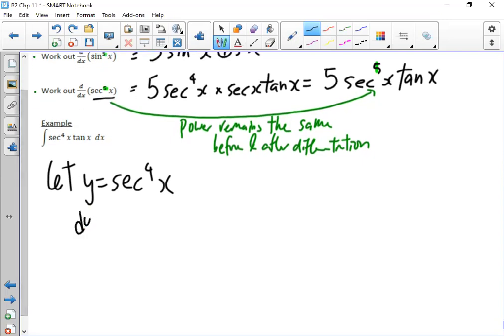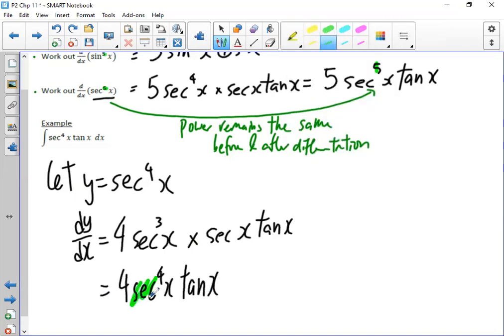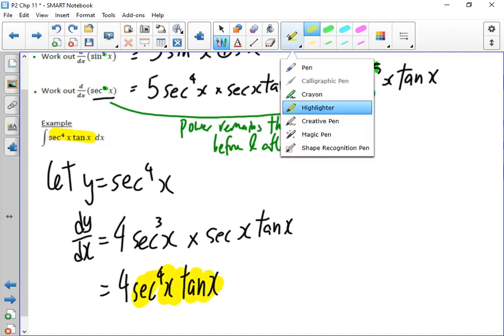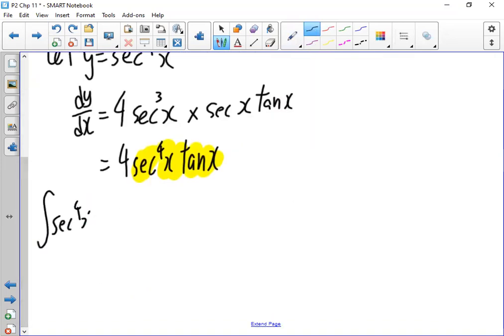Finger crossed. Differentiate, chain rule. Power 4 means 4 sec x to the power 3. Differentiate sec x is sec x tan x, which gives you 4 sec to the power 4 x tan x. You tell me, does it work? Yes, it works. So the final answer, the integral of sec to the power 4 x tan x equals, it was a 4, now it's a quarter of what we guessed: sec to the power 4 x plus c.